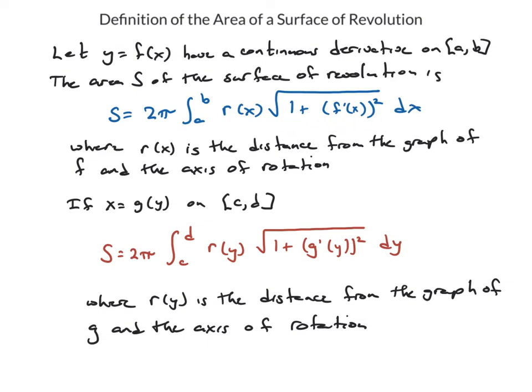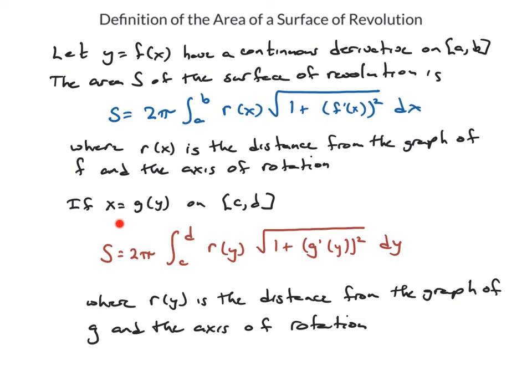And that shouldn't be any surprise to you, because when we were working with the frustum, we dealt with that s, the arc length. So that's where that's coming from. And r of x happens to be the distance from the graph of f and the axis of rotation. So if we are going around the x-axis, then that r of x would be whatever our function is, f of x. If we're going around the y-axis, then r of x in that case is just equal to x.